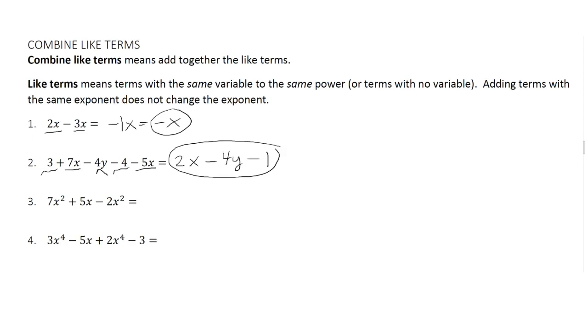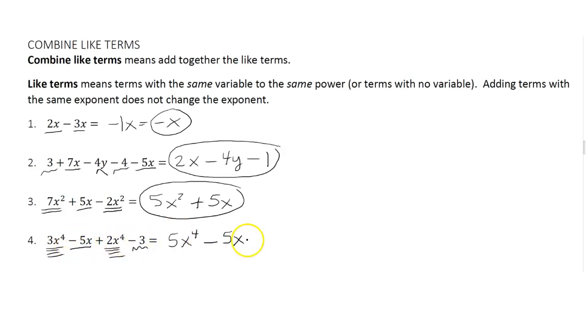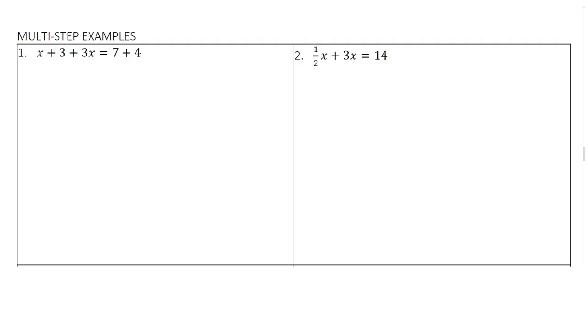Now that you have tried it, check your work. In example 3, there is one set of like terms, 7x squared minus 2x squared, giving us 5x squared. Now copy over the 5x. In example 4, there is one set of like terms, 3x to the fourth and 2x to the fourth, giving us 5x to the fourth. Copy the other terms over. Minus 5x, minus 3.